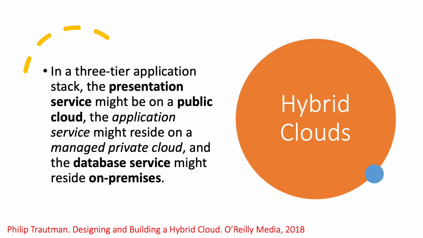That will be on CourseLink. In a 3-tier application stack in hybrid clouds, you might have the one layer being the presentation service, and that might be on a public cloud. Then there might be an application layer, middle layer that resides on a managed private cloud, and a database service might reside on premise. And so you could be using all of the different types of cloud systems. You could have it on your premises, you could have it in a public service, you could have it in a private service.